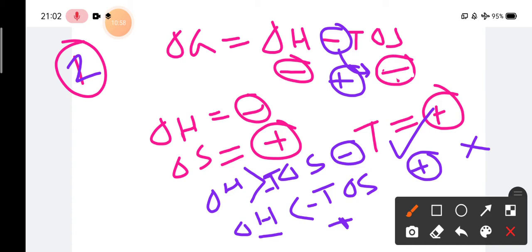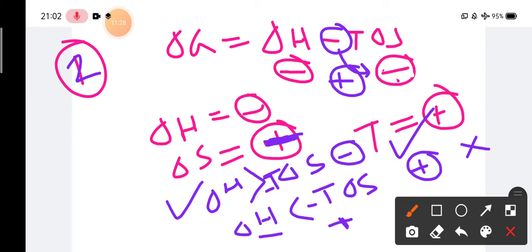But in the case where delta S is negative, T delta S will be negative, and minus that, so minus T delta S will be positive. If minus T delta S is positive and delta H is negative, it depends on the power of each. If delta H is negative and minus T delta S is positive, and if delta H is greater than minus T delta S, then the reaction will go on because delta G will be negative.